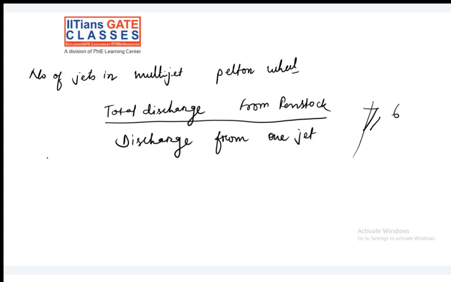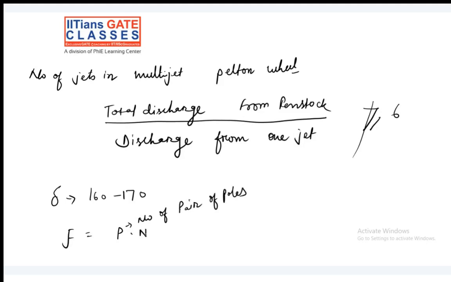Okay, and this delta value, the deflection angle value, is somewhere 160 to 170. Second, one more important thing is the frequency. So the frequency f is P times N, where P is the number of pairs of poles and N is the revolution per minute of the wheel divided by 60. So this is frequency.